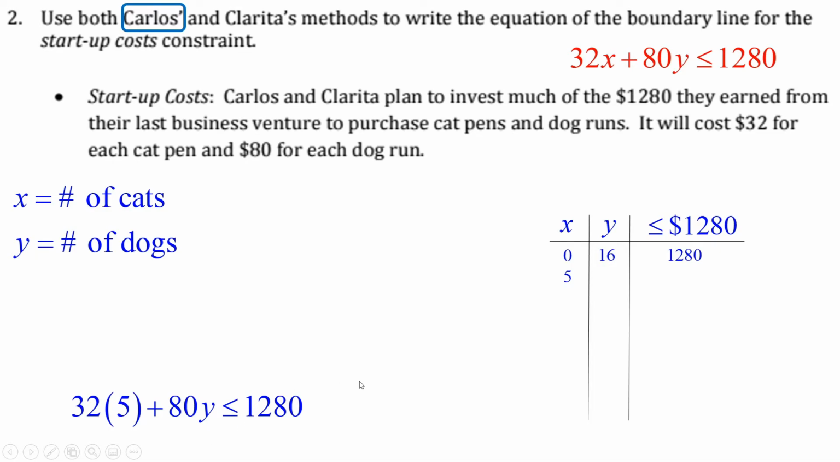So I just did that whole thing on my calculator. So look what I did. I took the 1,280 minus the 32 times 5, and I put that in parentheses, 1,280 minus 32 times 5, and then I divided that by 80 and got a 14. And that's exactly what Carlos did. He probably showed a lot more steps.